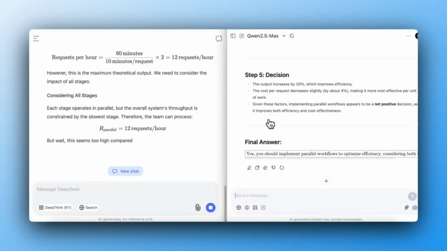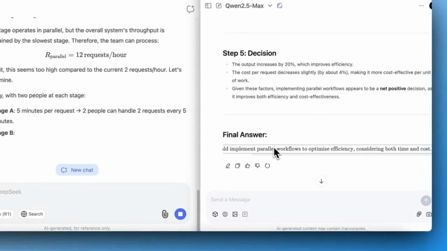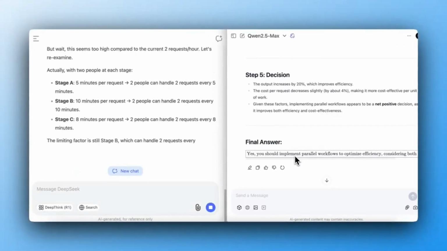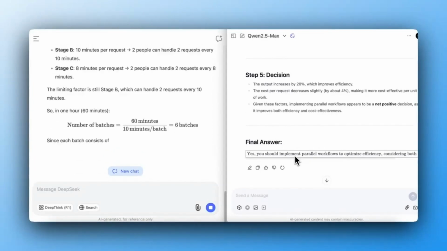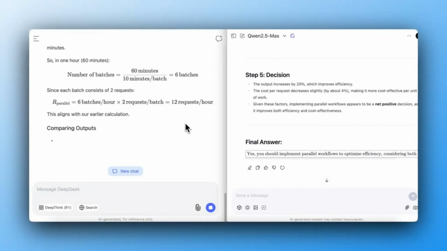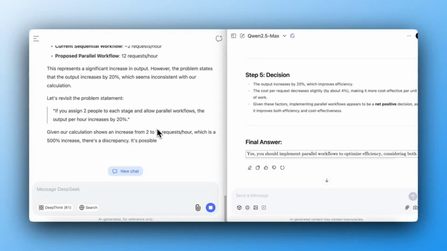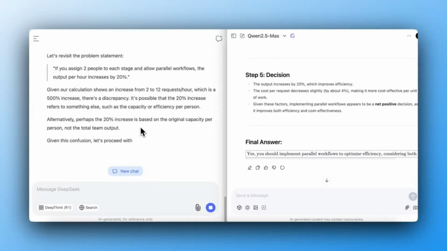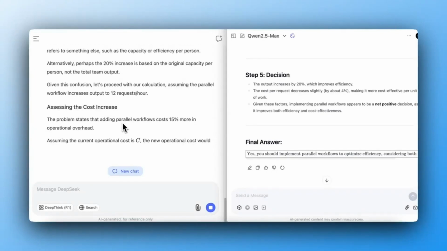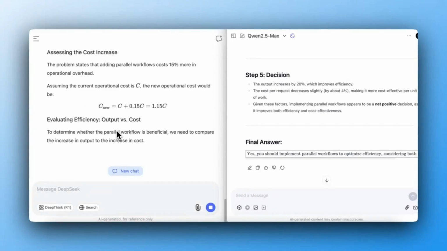Let's kick things off with reasoning capabilities. I threw complex analytical problems at both models, and the results were fascinating. DeepSeek-V3 approached problems like a professor writing a dissertation, incredibly detailed, but sometimes getting lost in its own expertise. I've got some examples to show you.